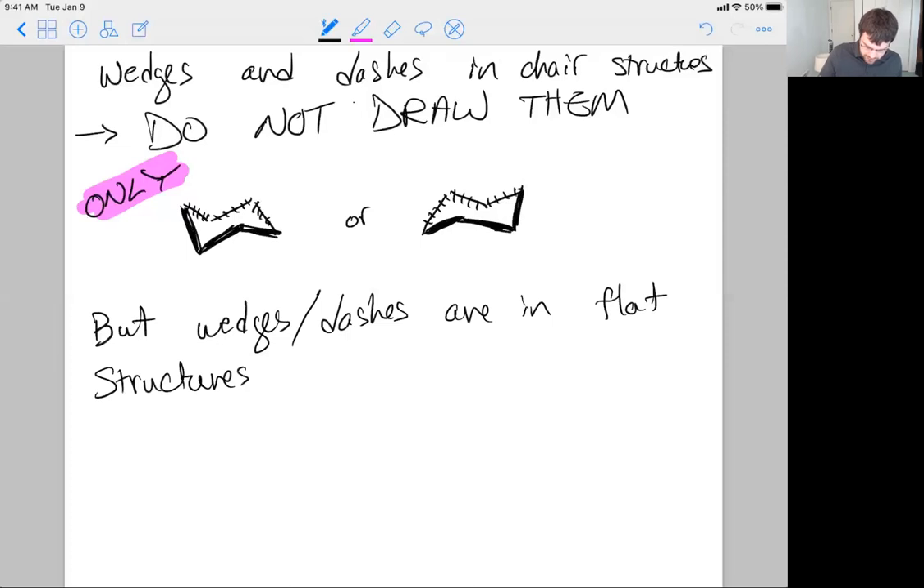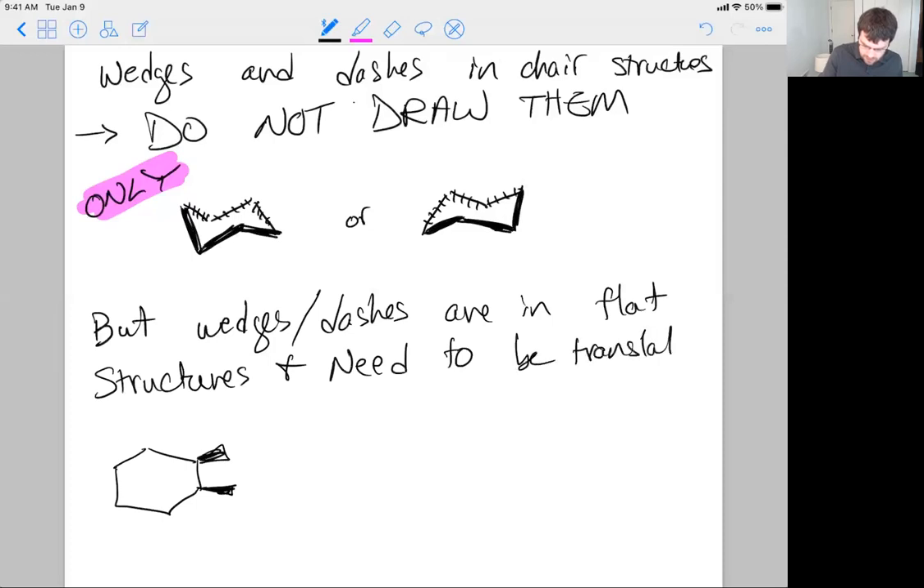So they are in the flat structures. So for example, we could have something like this, and they need to be translated. Okay, so we need to recall that these things are in our flat hexagon structures, and they need to be translated over into the chair structures. Otherwise, we're not accurately depicting our molecule. So what we need to do is convert this into a chair.